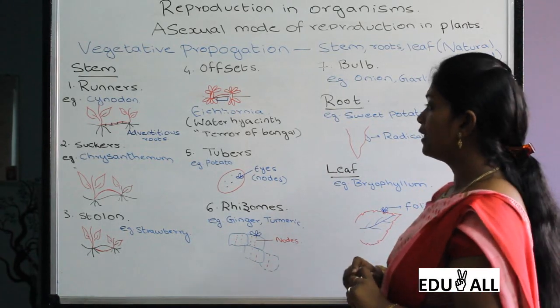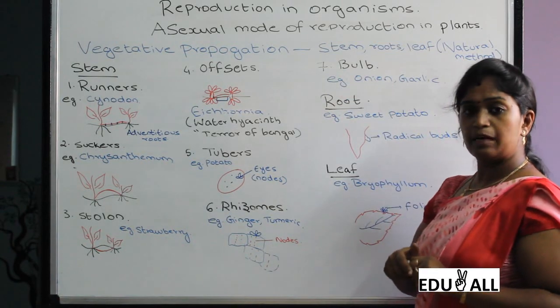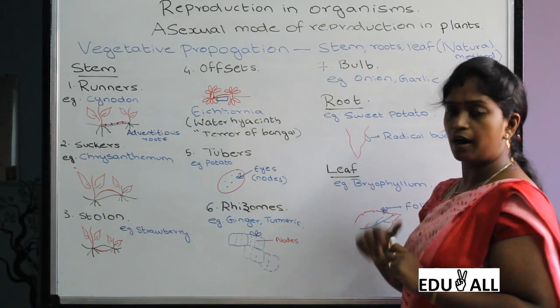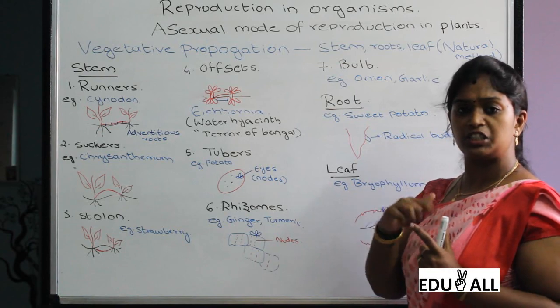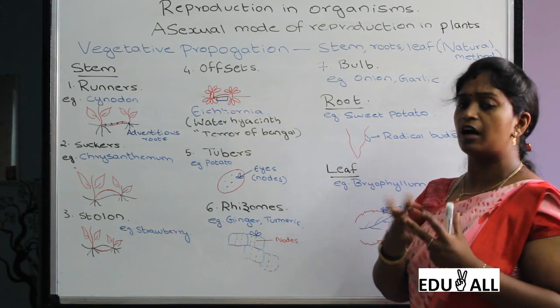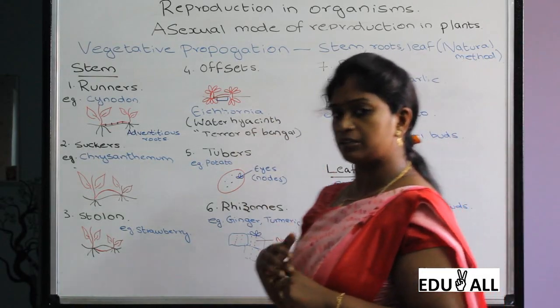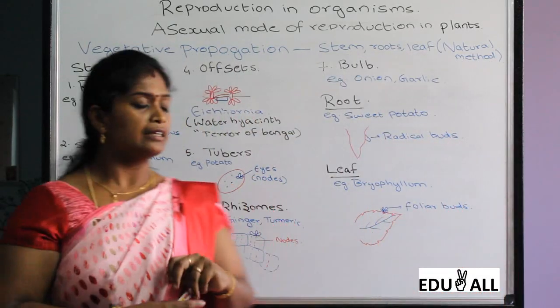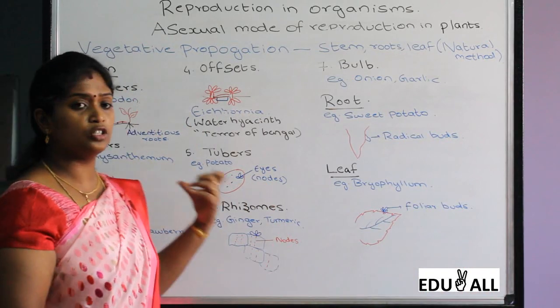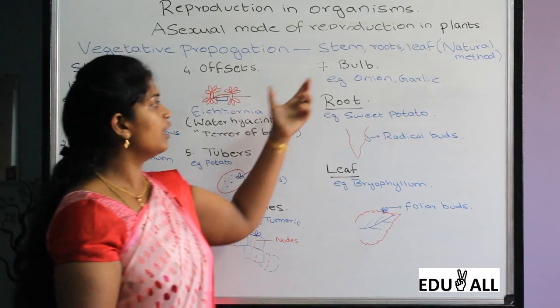The next type of vegetative propagule is the bulb. Examples are onion and garlic. Here we have disc-shaped structures. This disc shape of onion and garlic gives rise to a new plant. So we have seen stem as a vegetative propagule in runners, suckers, stolon, offsets, tubers, rhizomes and bulbs.